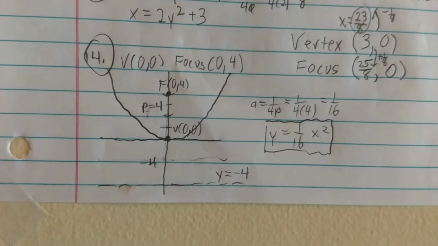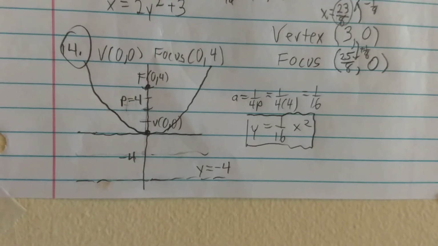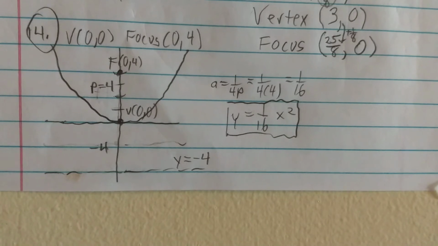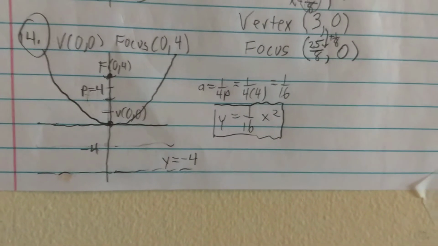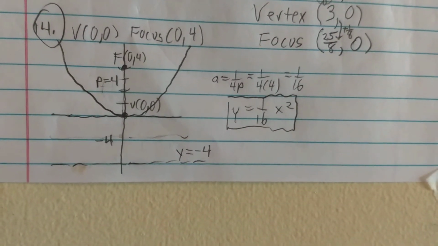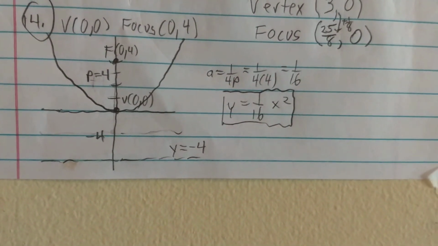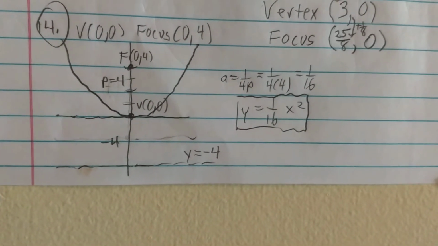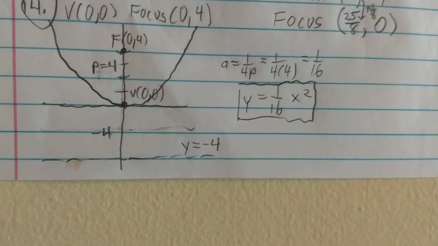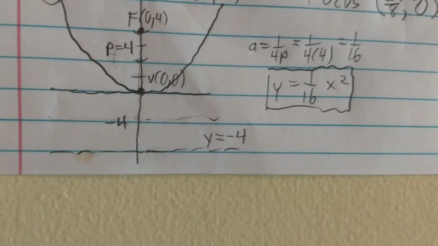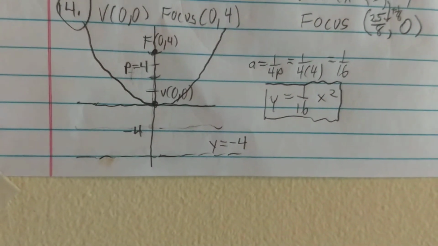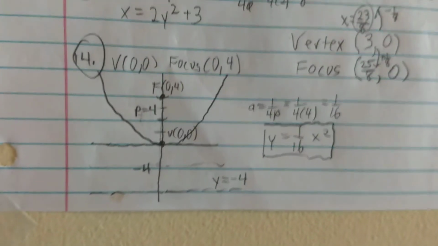Now on 14, we have a focus of 0,4 and a vertex of 0,0, which makes our p 4, and we have a equals 1 over 4p, which is 1 over 4 times 4, or 1 over 16. And so we have y equals, this is a regular upward going parabola, y equals 1/16 x squared. And again, the directrix is 4 below the 0,0 vertex, forcing it to go up with a y equals negative 4 for the directrix.